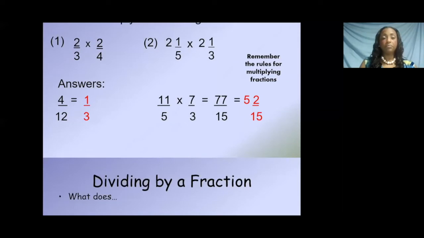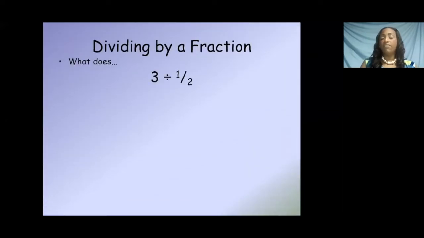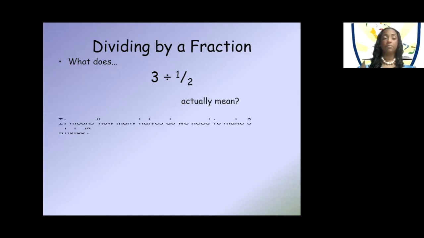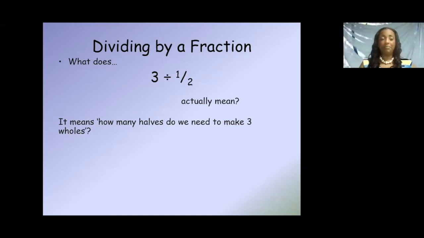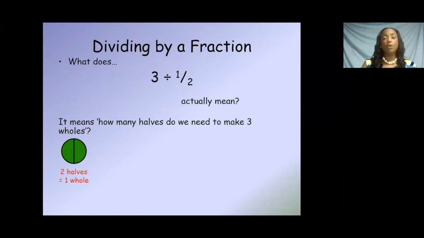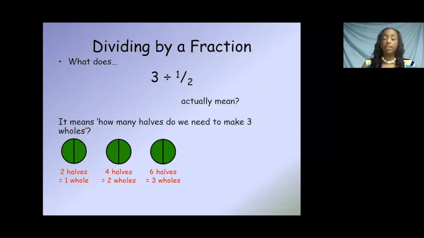Moving right along, what does 3 divided by 1/2 actually mean? Does anybody know? It means how many halves do we need to make 3 wholes? 2 halves equal 1 whole. 4 halves equal 2 wholes. 6 halves equals 3 wholes. So 3 divided by 1 half equals 6.